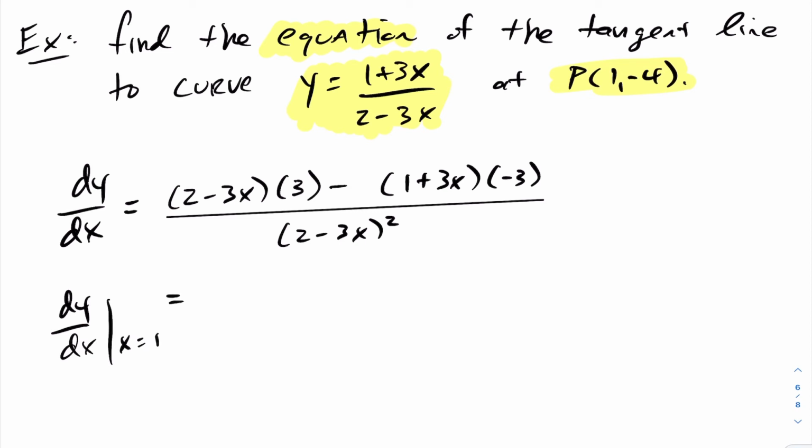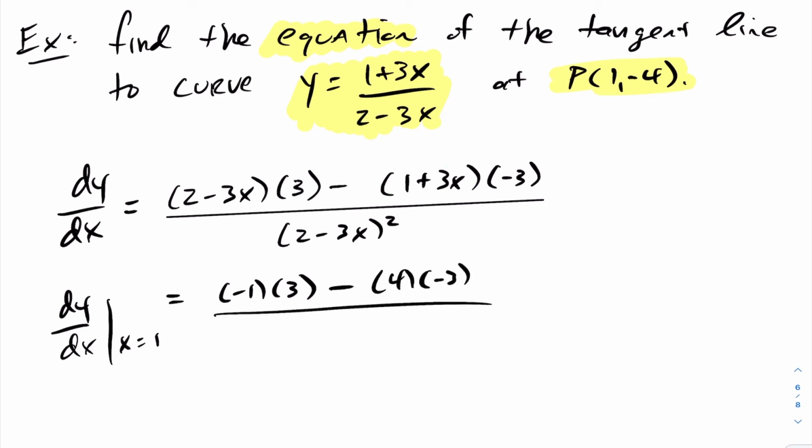Doing so, we get, this will be 2 minus 3. It's going to be negative 1 times 3 minus, this expression here will be 1 plus 3, so that'll be 4 times negative 3, and the bottom will be negative 1 quantity squared, in which case we get negative 3 plus 12 over 1 is 9. So therefore, the slope of this line is 9.